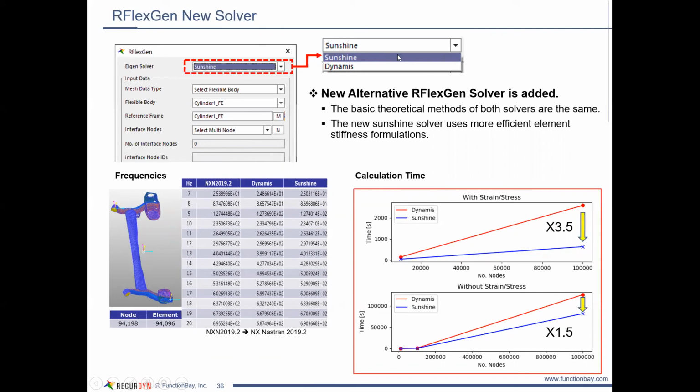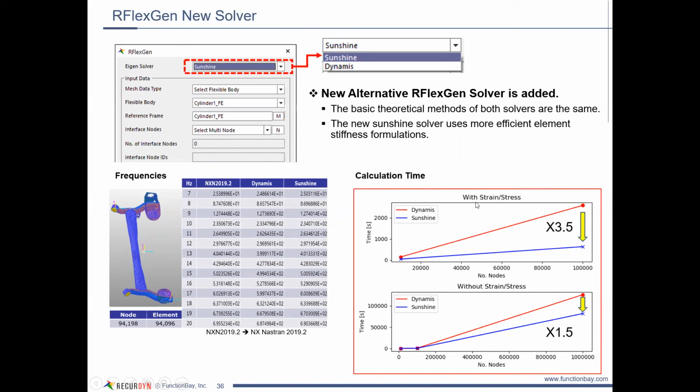If you're in the middle of a particular project and you want to install and start using V9R4, then maybe you want to stay with the Dynamis solver just for consistency's sake. But once you start a new project, then you can try out the Sunshine solver. And as we look here in the lower right, this gives us some kind of indication.